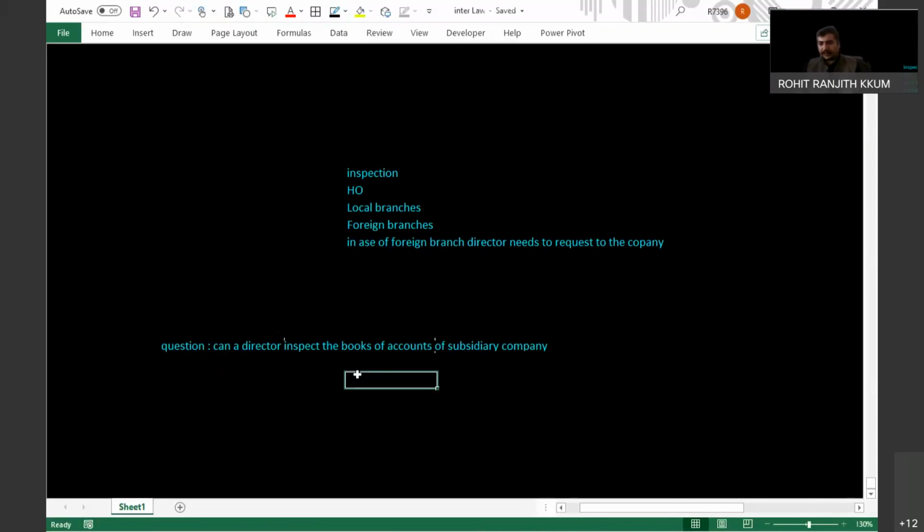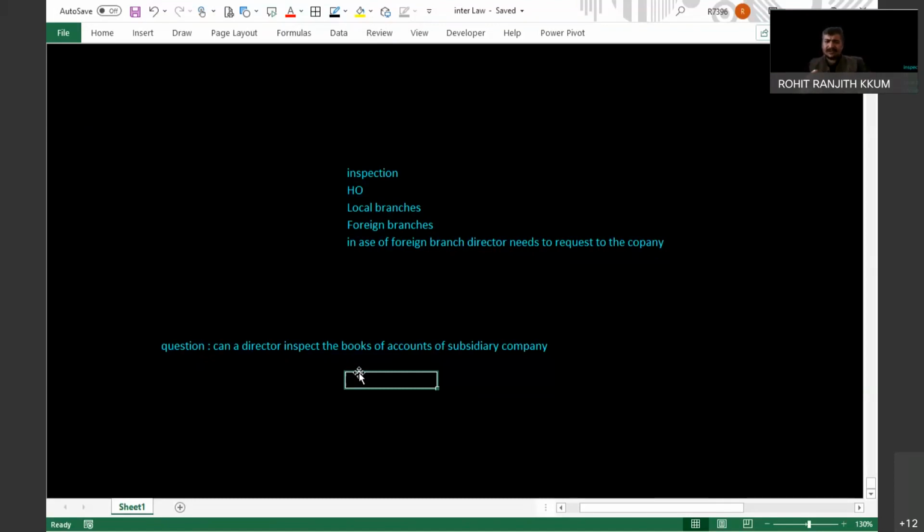Now, even if the subsidiary company is under the control of the holding company, ultimately it has a separate legal existence, isn't it? It has its own identity. So it is a question of sovereignty if everyone goes and inspects the books of accounts. How weird it is. Right now, Mukesh Ambani came, inspected the books of accounts of a subsidiary company and he went. After that, his son came. Again, he wants to inspect the books of accounts.